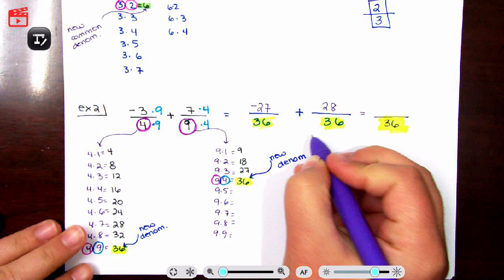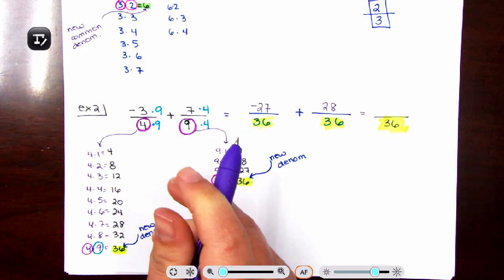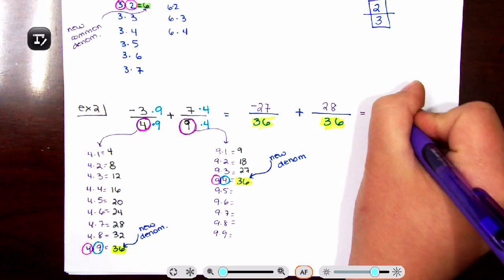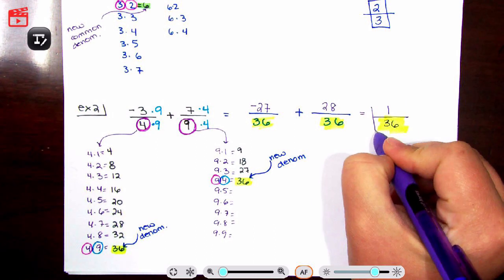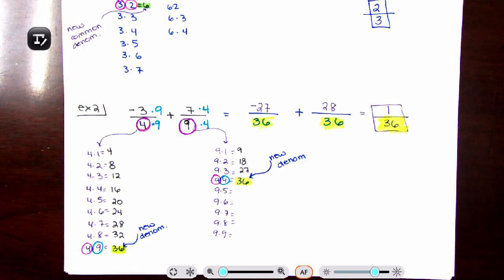And the numerator is 27 minuses and 28 pluses. So because we have more pluses, how many more pluses do we have? We have 1 more plus. Our answer is 1/36.